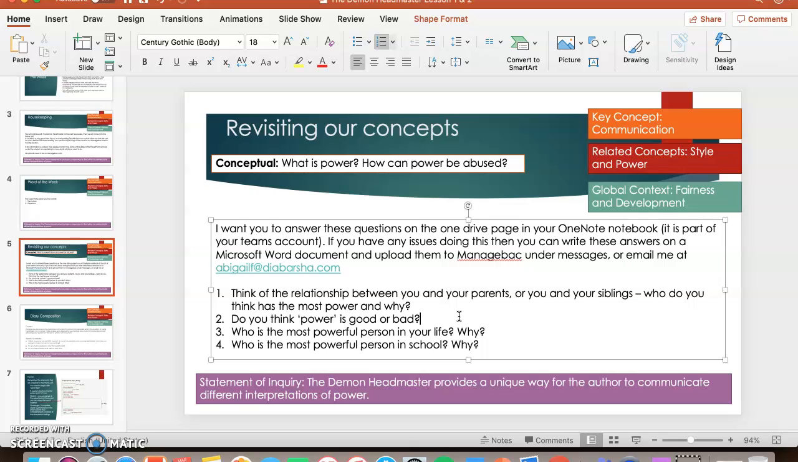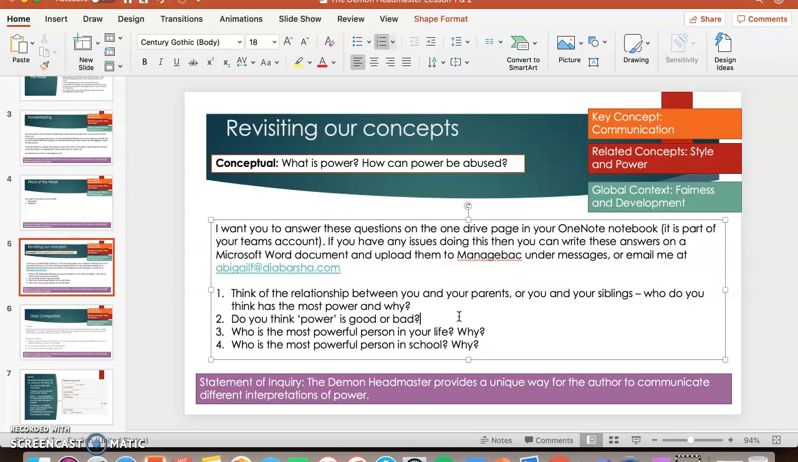And then the final ones is, who is the most powerful person in your life? And obviously it's a one-word answer. But then I want you to explain why you think that, or why you feel that, okay? So it's not about just giving me very simple sentences. I want you to give me some compound sentences or some complex, where you're really explaining why you have decided on that answer. And then finally, who is the most powerful person in school?